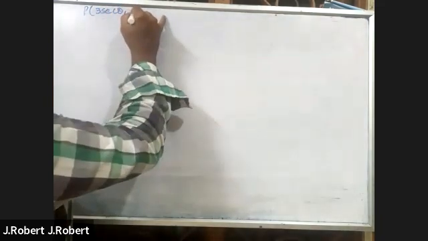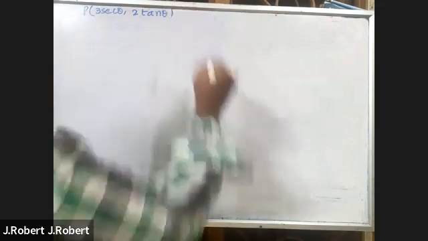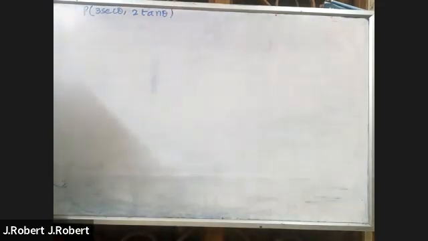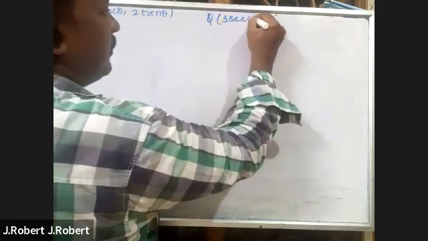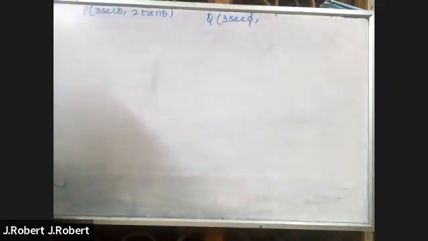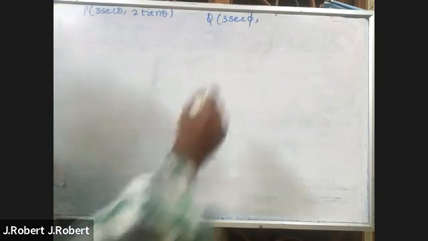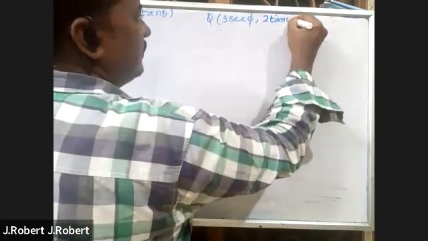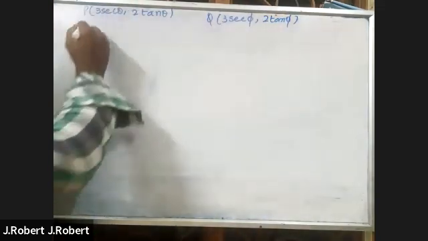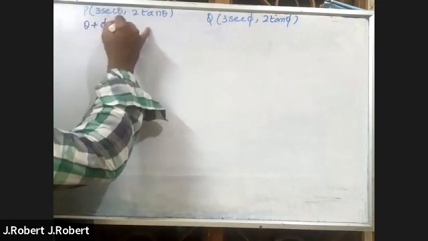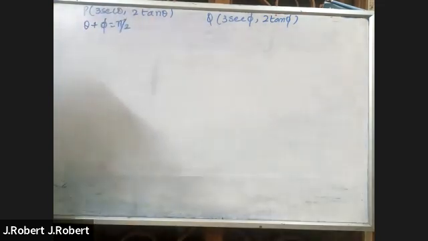Let P be (3 secant theta, 2 tan theta) and Q be (3 secant phi, 2 tan phi). Listen carefully, this is a parametric form, where theta plus phi is equal to pi by 2.